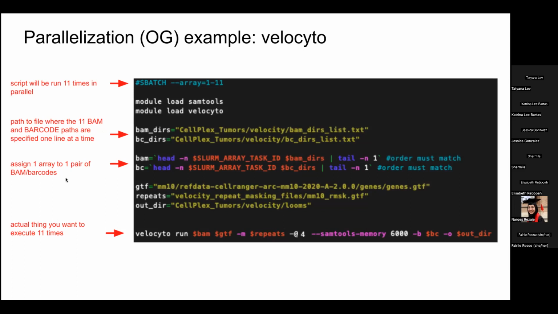Next, there will be this part where you're assigning one of the arrays to one pair of, in my case, barcodes and BAM files. This is the way you would do that, and the order of these must match so that they're paired properly and the script works correctly. The other stuff for this part of your script, and then here at the bottom is actually what will be run 11 times. Hope that makes sense.